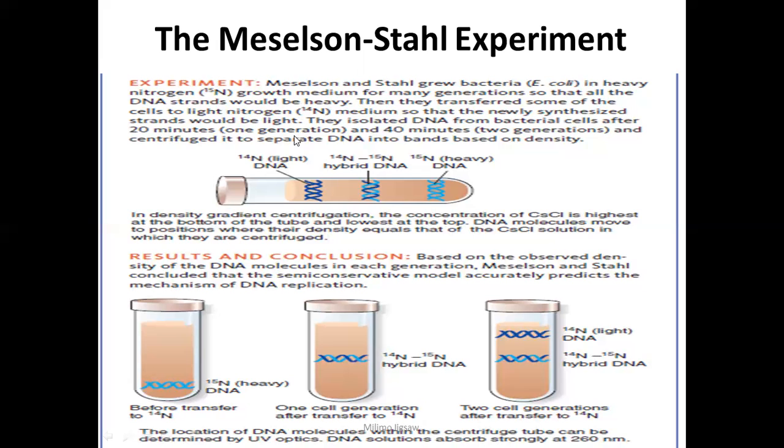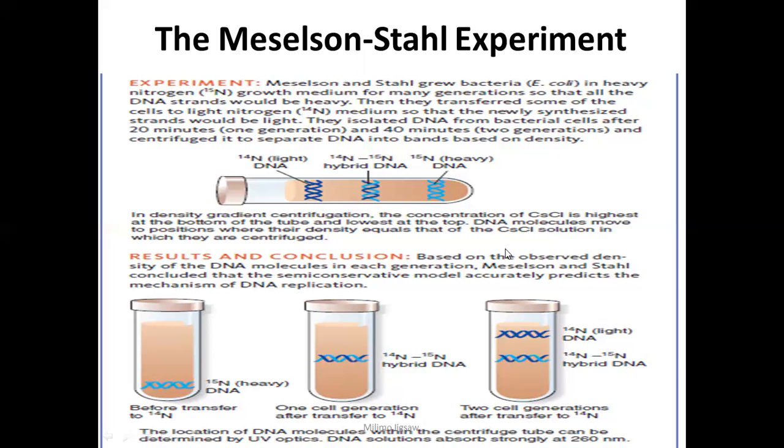And then they transferred some of the cells to 14N or light nitrogen medium, so that those newly synthesized strands would be light. So they would be less dense than the 15N. And then they isolated the DNA from the bacterial cells after 20 minutes. So this 20 minutes is a generation for the E. coli, and also after 40 minutes, which represents 2 generations. And they did the centrifugation, as I have explained earlier, in order to separate this DNA into bands, depending on how heavy they were.